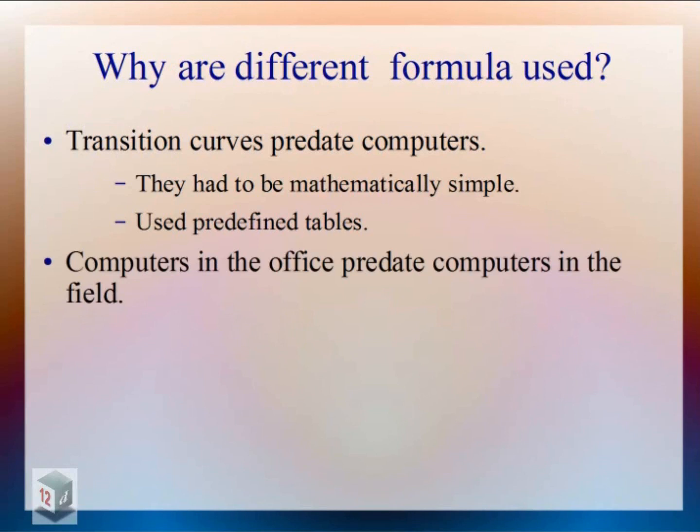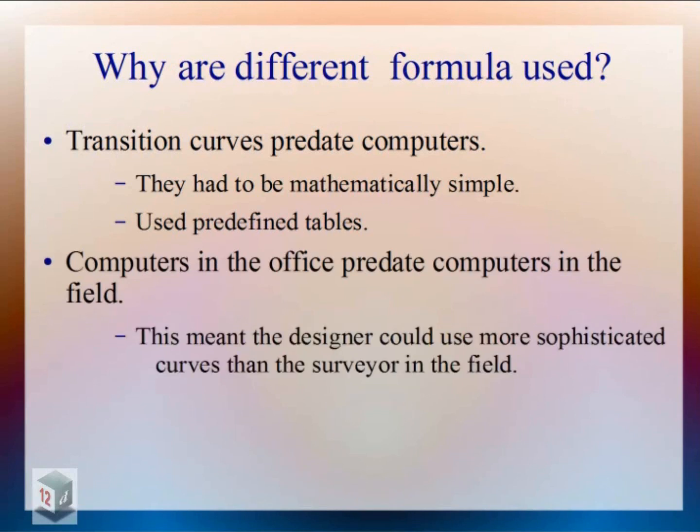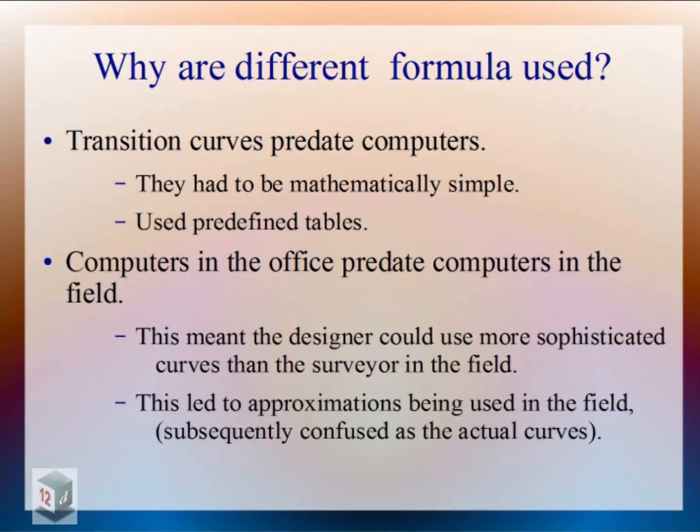Then, computers in the office predate computers in the field. By the 1960s and 70s, designers had computers, but surveyors didn't. They were still using primeval tools to do it. This obviously meant that the designer in the office could design some quite sophisticated curves, far more than the surveyor in the field could actually set out. This led to the next big problem: approximations started to be used by surveyors in the field. Okay, well, this curve only goes through 5 degrees, so if we use this formula, that's good enough for what we actually have to set out.